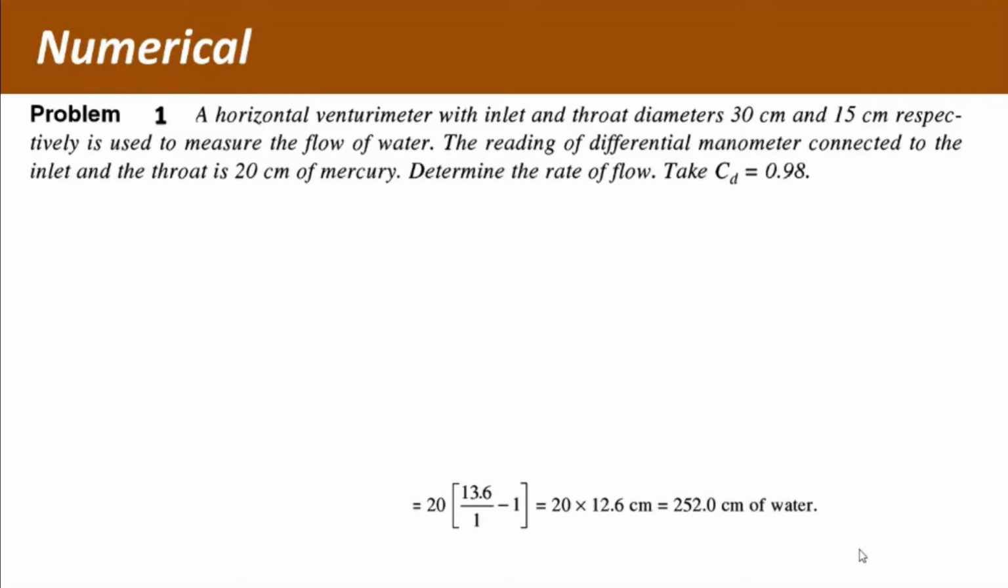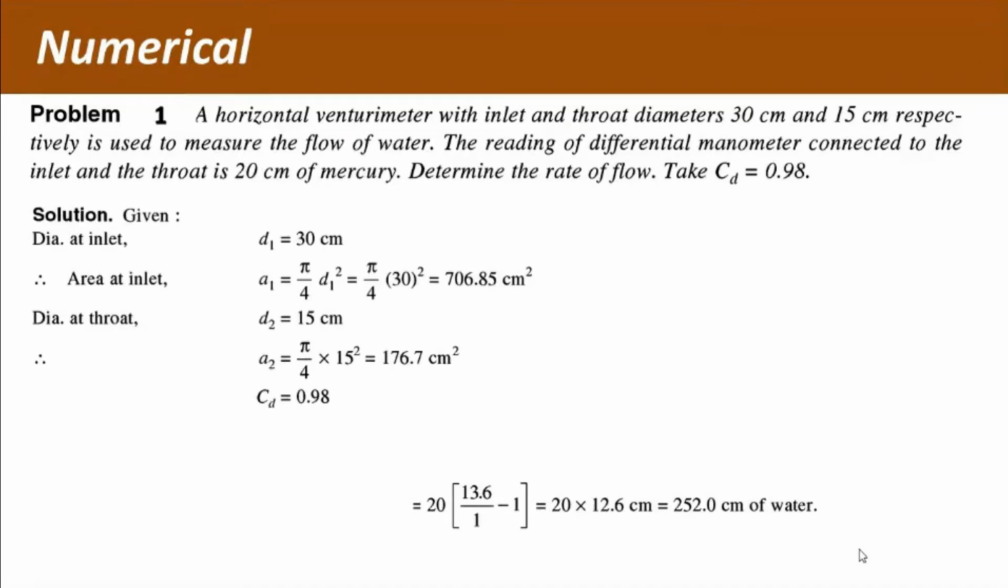The readings of the differential manometer connected to the inlet and the throat is 20 centimeter of mercury. Determine the rate of flow. Take CD equals 0.98.